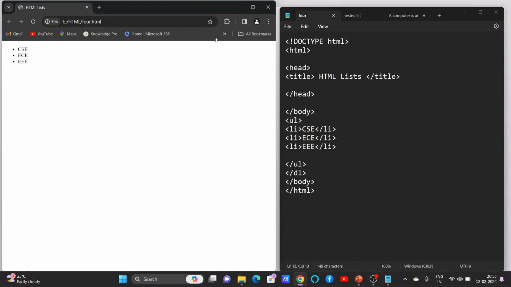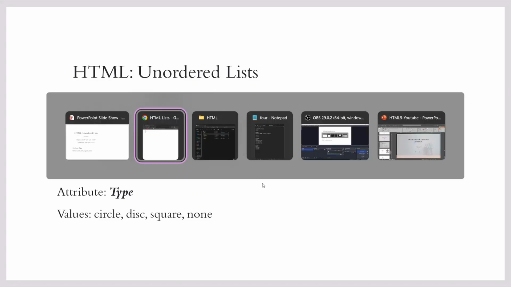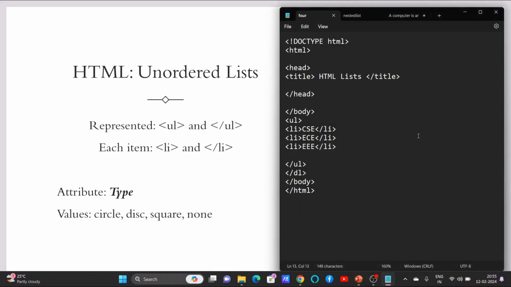If you want, you can change the shape of this bullet by specifying the type attribute. The type attribute has four values: circle, disk, square and none. Let us see all these with an example. Copy the same example four times.